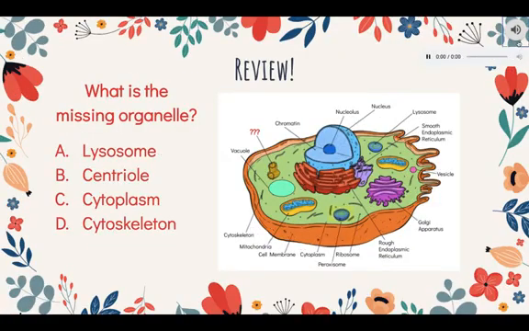Now, let's review what you just learned. What is the missing organelle? Is it A, a lysosome, B, a centriole, C, the cytoplasm, or D, the cytoskeleton?